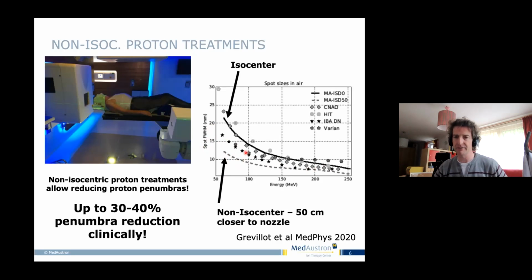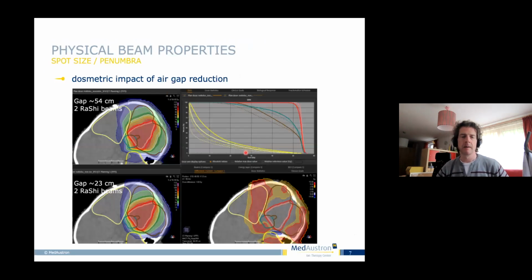So that is a clear benefit and a planning benefit to produce sharper dose follow-ups. And you can see here demonstrated on a clinical plan how this translates then into dosimetrical advantages. So you have here a pediatric patient, and the dose distribution generated by two beams coming, let's say, from a vertical beam line and coming from the side. You see how the lower isodose contribution blows up if you have an air gap of 54 centimeters, and that would be the situation of isocentric conditions.